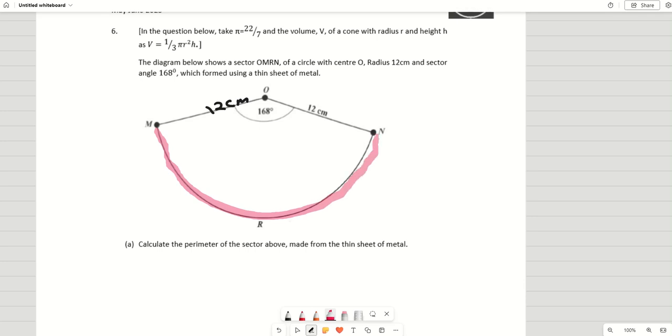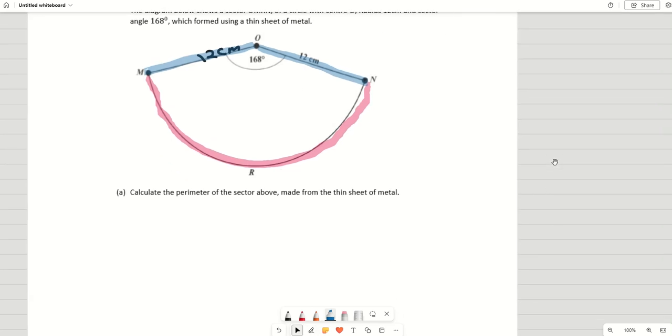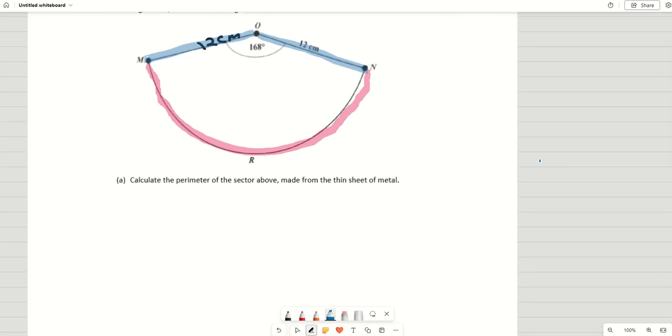Now, if you don't know the formula for the arc of a circle, it is found in your formula sheet. So when they said perimeter, they mean from O to M, and then that pink one, which is MN, or R they call it, and then they also want O to N. So we want the total distance that I just now shaded.